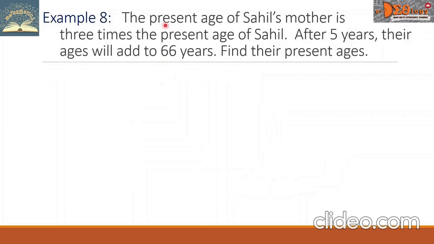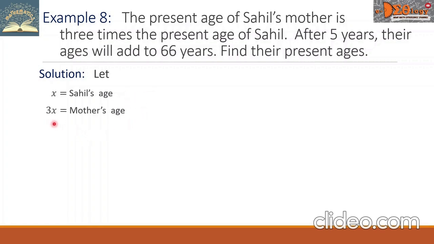Example 8. The present age of Sahil's mother is 3 times the present age of Sahil. After 5 years, their ages will add to 66 years. Find their present ages. In the first sentence, we let x equals Sahil's age. And the relationship of the ages of Sahil and her mother is 3 times. So we write here 3x.